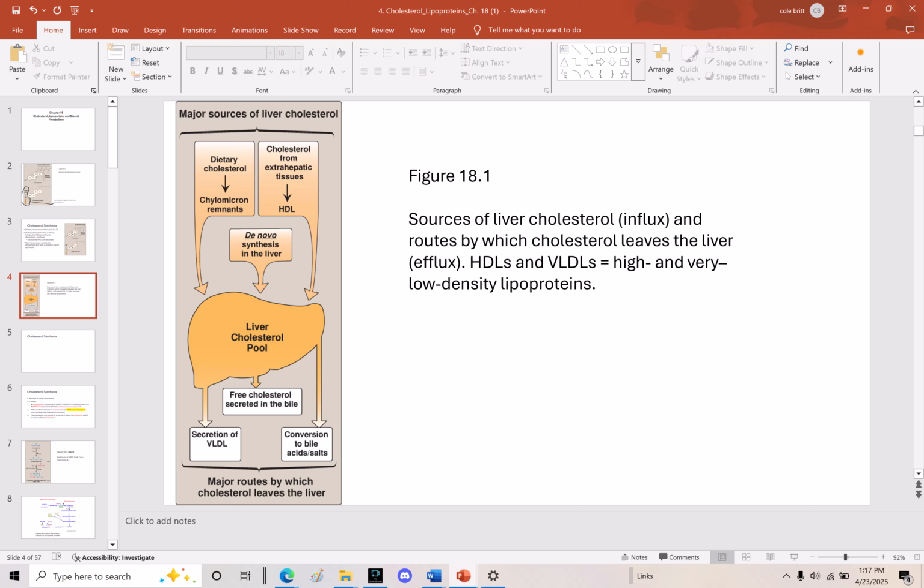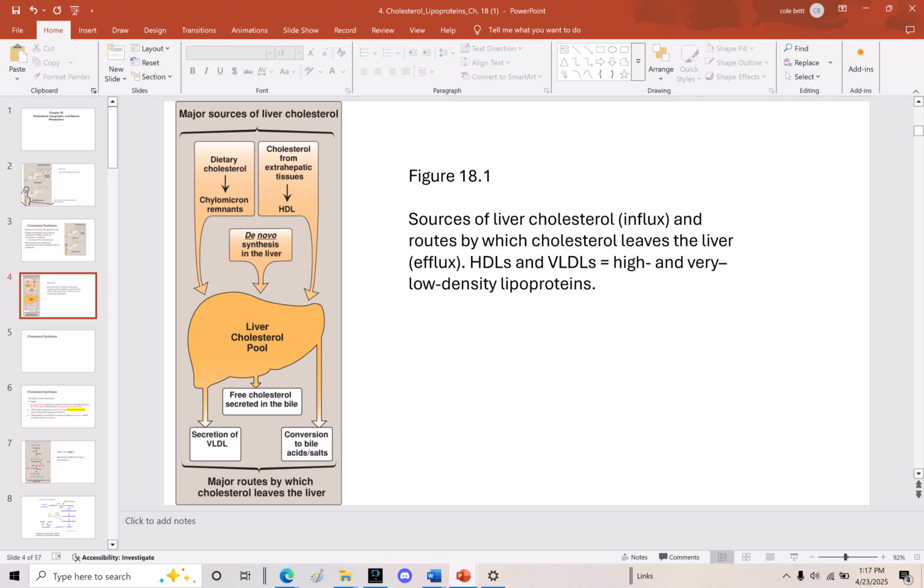So once the liver has that cholesterol, it can make bile with it. It can secrete the excess cholesterol as VLDLs, which will become LDL in the blood. I'll talk about how that happens later. And also the liver will make some of that bile. It'll convert some of that cholesterol to bile, which is also important.